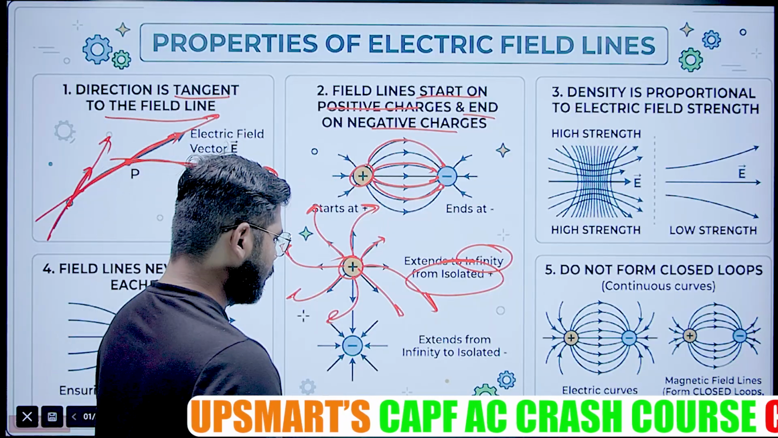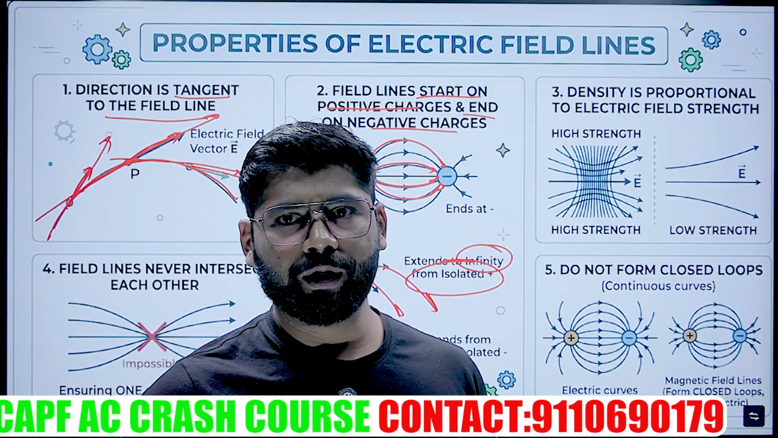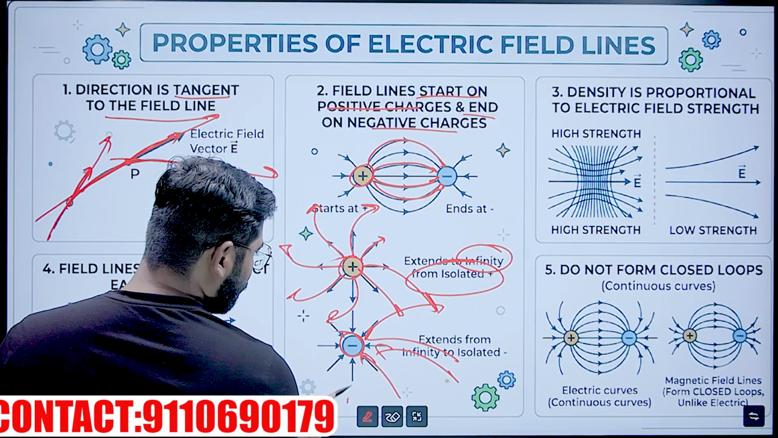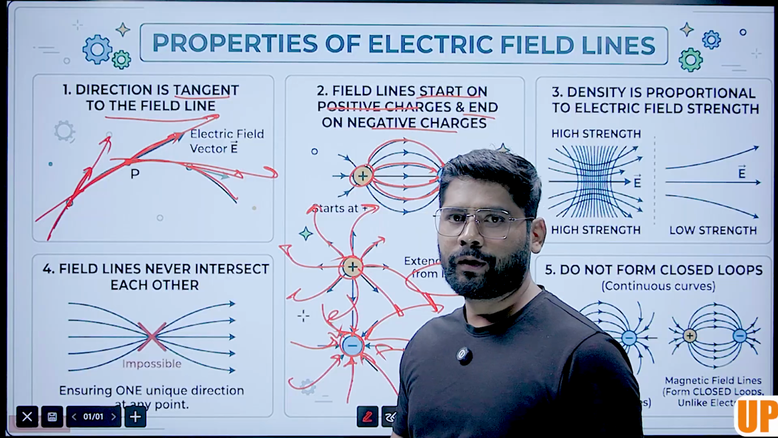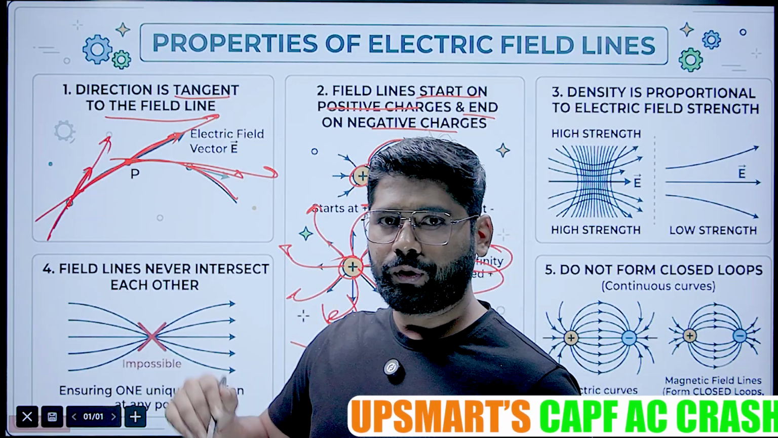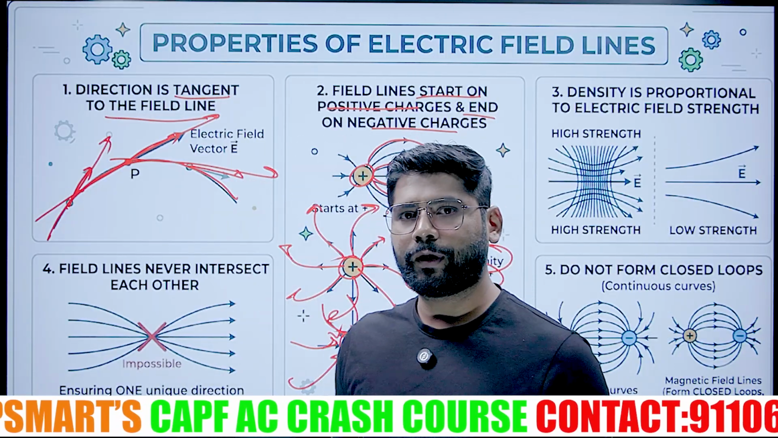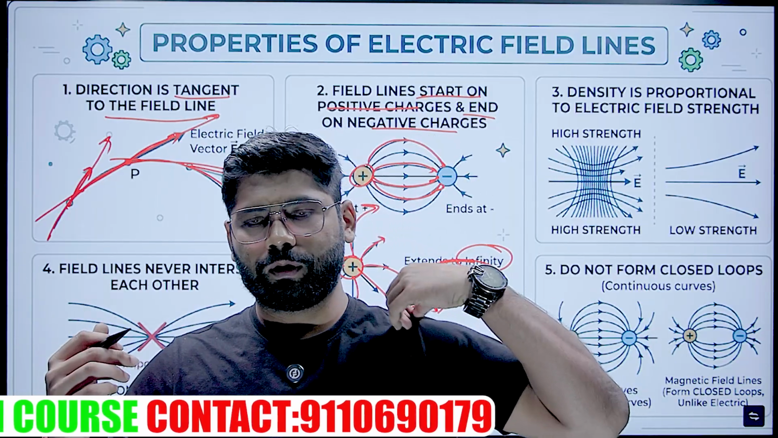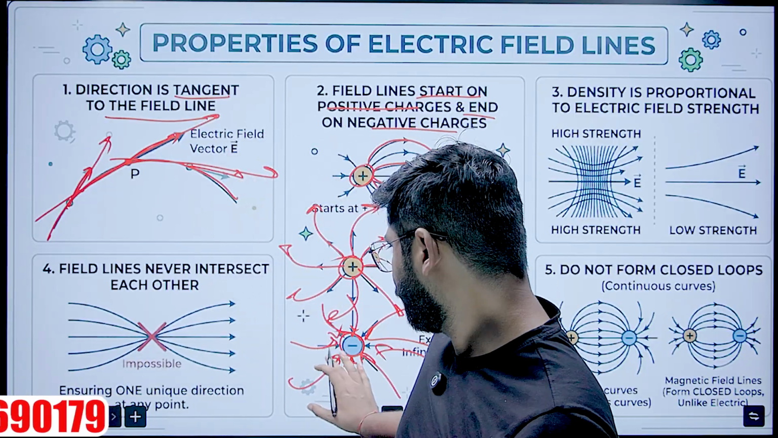The same happens with an isolated negative charge. There is an infinite possibility, with infinite lines coming from positive charges. So when a positive charge is isolated, it can go towards infinite negative charges, and when a negative charge is isolated, infinite positive charges can originate to create the field with this isolated negative charge.